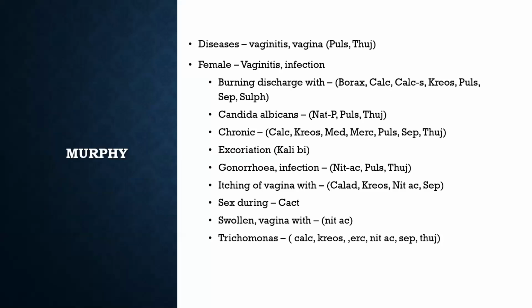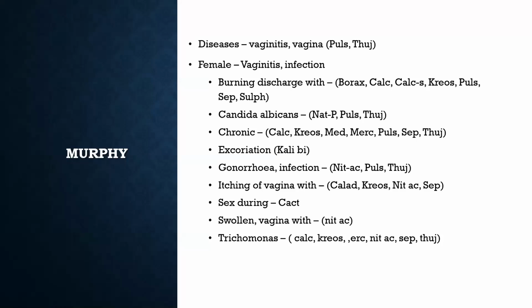In Murphy, again, you can see either you can go to the chapter disease or you can go to the chapter female. Under the chapter disease, vaginitis is there, and under the chapter female, we have lot many subrubrics like burning, discharge with. Here you can see, this is very important, the Murphy's repertory. You can see vaginitis infection from Candida albicans. Even you can see here, it is written trichomonas. So these things are only given in Murphy's repertory.